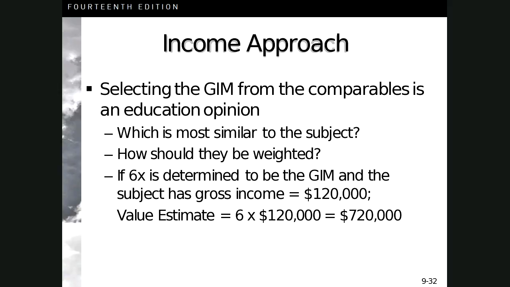So how should they be weighted? Some of them might be closer or more similar to the subject than the others. Then the ones that are closer should be priced a little bit higher, be weighted a little bit more important. Okay, so suppose at the end the 6 times is determined to be the GIM, well, I'm not saying really that it should be.